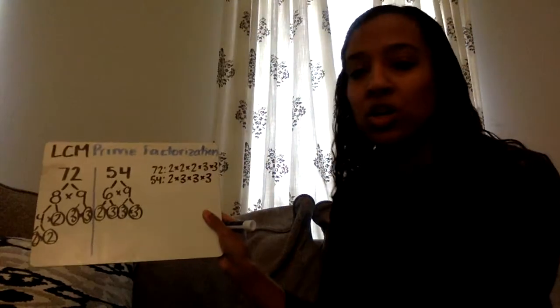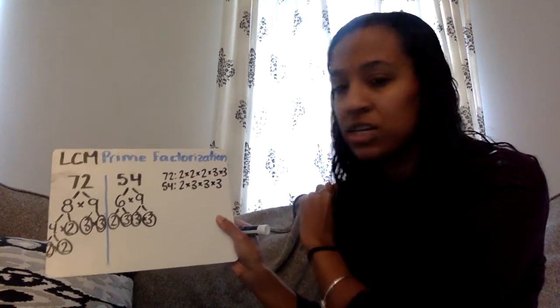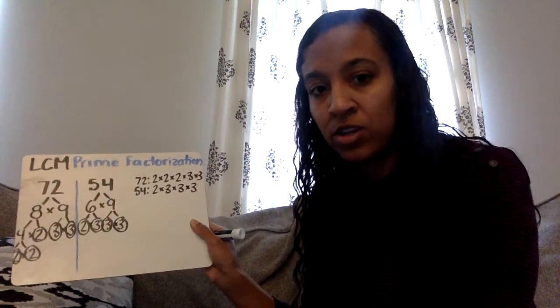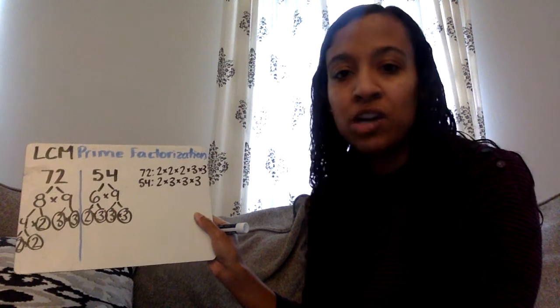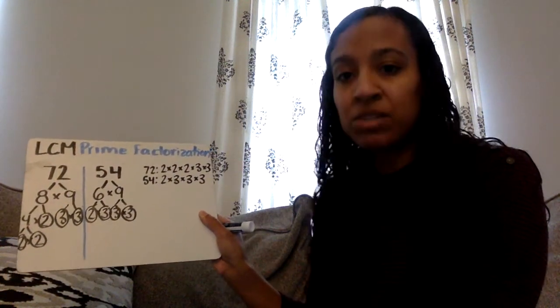Step 2, we're now going to list those prime factorizations. I like to list them one on top of the other in order from least to greatest. So the prime factorization of 72 was 2 times 2 times 2 times 3 times 3. And 54 was 2 times 3 times 3 times 3. And now for greatest common factor, I find just the factors that are in common. LCM is a little more work.